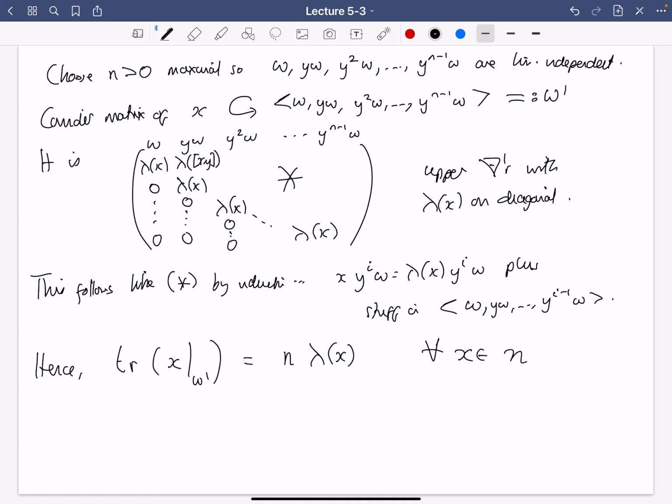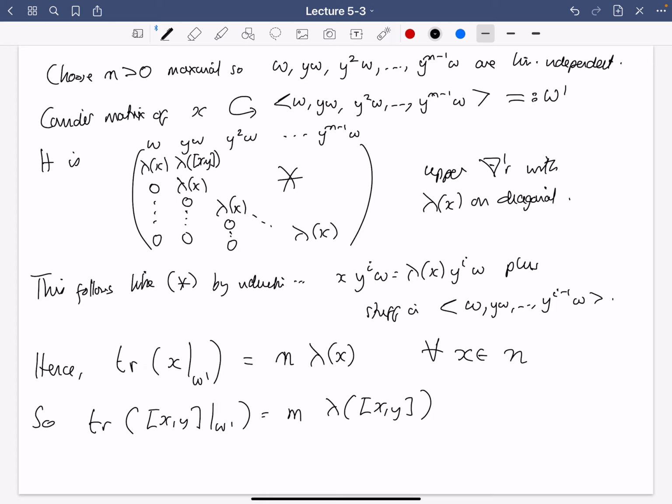And I can't use n here, can I? So that's annoying. So I've got to switch to some other letter because m was fixed from the beginning. Otherwise, it's all good, I think. So that should be an m. There we go. But this shows in particular that the trace of xy on W prime is m lambda of xy.